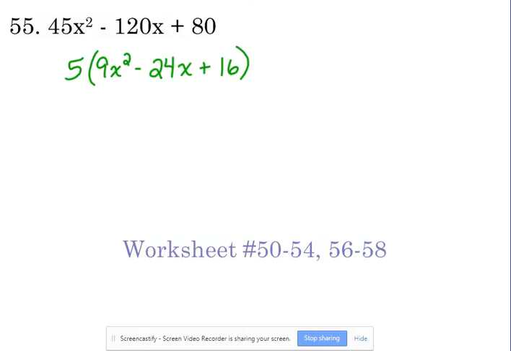Now it is a perfect square trinomial. 3 terms. 9 is a perfect square. 16 is a perfect square. 24 comes from 2 times the square root of both of those. Square root of 9 is 3. Square root of 16 is 4. 2 times 3 times 4 is 24.